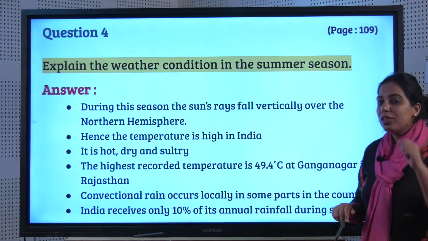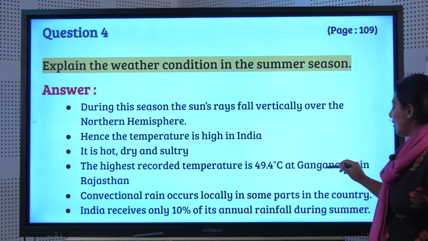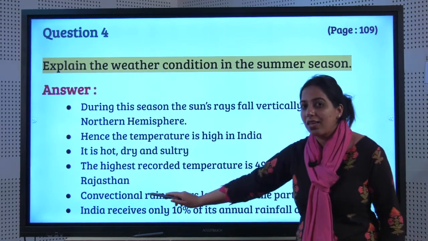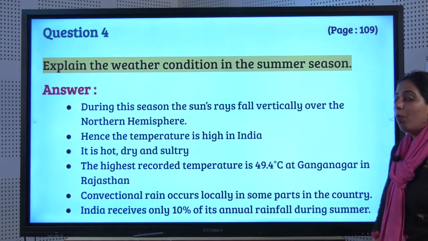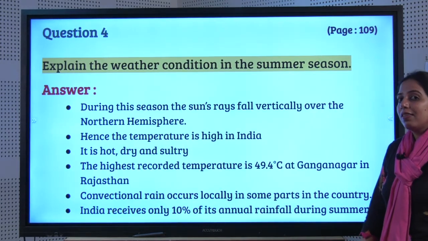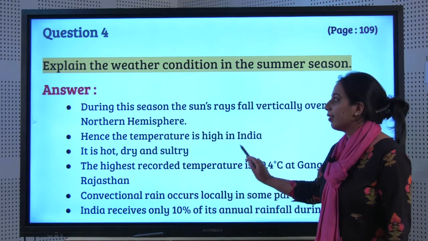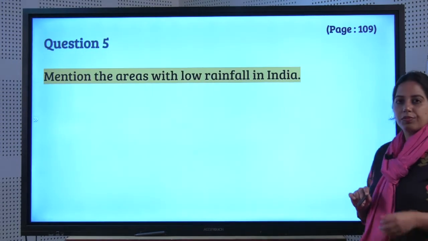Where is the highest temperature recorded? Correct, it is Ganganagar in Rajasthan. Which rain is seen in this season? Convectional rainfall. What percentage of rain is received in the season? 10%. Next question.